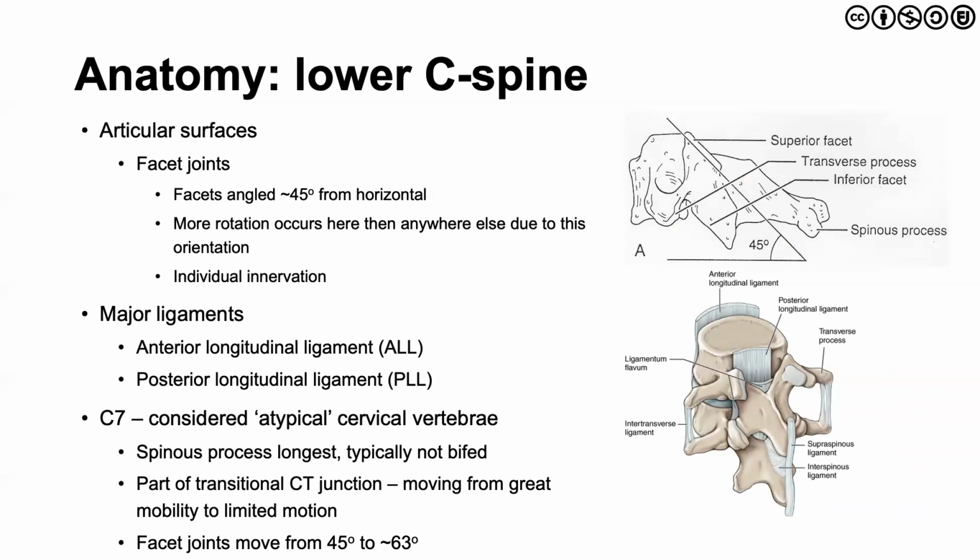And then C7 is really considered more of our atypical cervical vertebra. It's sometimes referred to as vertebra prominens. The spinous process is the longest of the cervical spine. It's not typically bifid. Sometimes C6 is not as well, but C7 being more prominent. And it's part of that transitional area of cervical to thoracic. And so we refer to this area as the CT junction, or the cervicothoracic junction, where we are moving from an area of greater mobility, that being the cervical spine, to an area of more limited mobility.